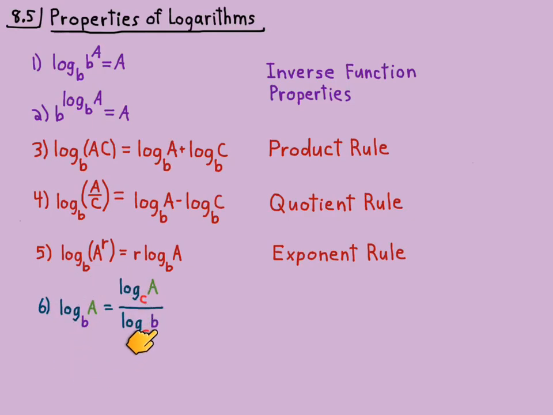Why is this important? Because your calculator has two bases on it, a base 10 and a base e. So how do you calculate log base 5 of 2? Well, with this formula, you can. Log base 5 of 2 would be log base 10 of 2 over log base 10 of, what did I say, log base 5? Yeah, of 5. Okay, so I'll write out an example.